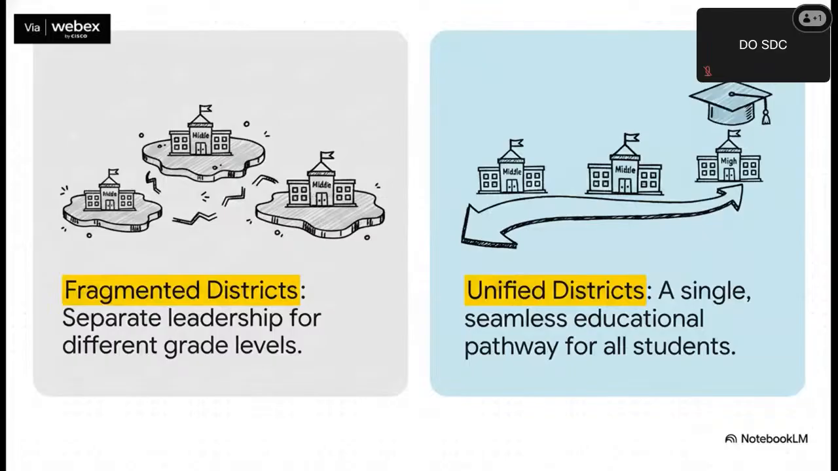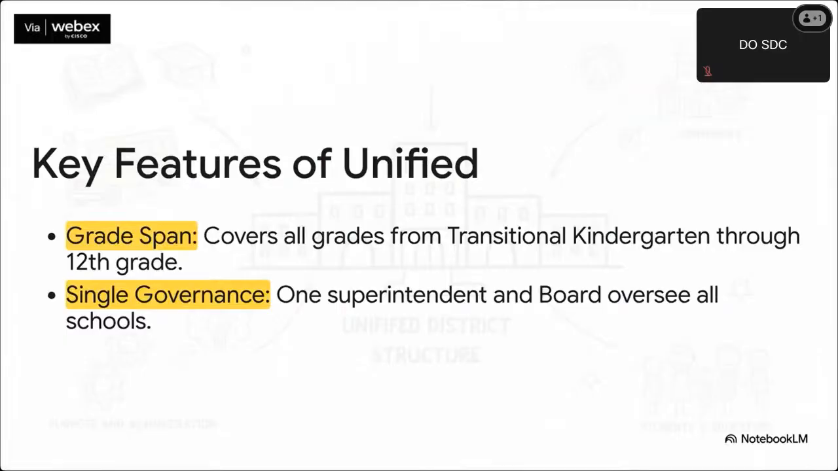But then you look at a unified district. We're talking about a single, seamless path. It's designed to be one continuous journey for a student, with no jarring disconnects between grades. So how do they pull that off? Well, it really boils down to two main things. First, the grade span. A unified district covers the whole shebang, from the little kids in TK all the way through 12th grade. And second, and this is the real kicker, is the single governance. One superintendent and one board make all the big decisions for all the schools.